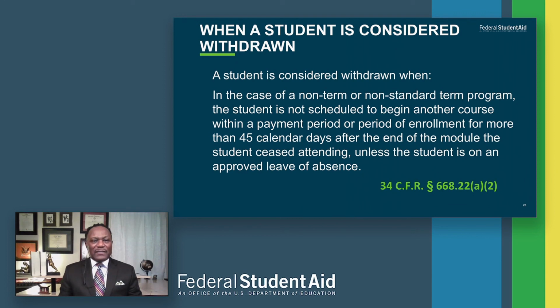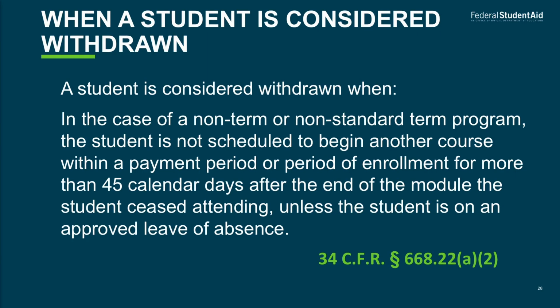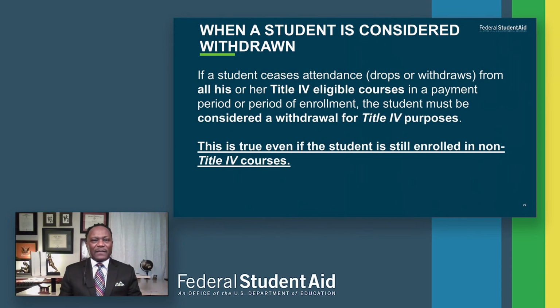When a student is considered withdrawn. For non-term and non-standard term programs, there is a special rule that says a student is withdrawn if the student is not scheduled to begin another course within the same payment period for more than 45 days after the end of the module the student ceased attending. The exception to this rule is if the student is on an approved leave of absence.